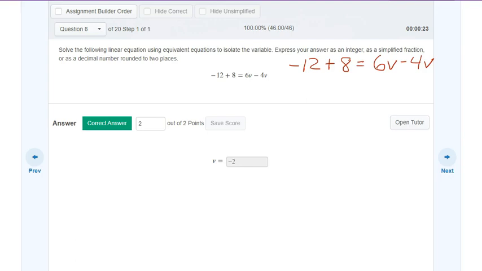In this next example, we're asked to collect terms and then solve. So here we have a -12 and an 8. This will give us a -4. A 6v minus 4v gives us a 2v. And now to solve for v by itself, we divide both sides by the coefficient of v, which is 2. Here this becomes a positive 1. V equals a -2.